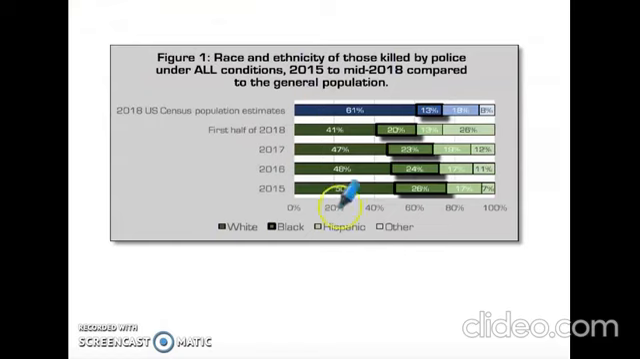So here we have Figure 1, which is race and ethnicity of those killed by police under all conditions. And this is from 2015 to mid-2018 compared to the general population. So we're going to take this set of data, and I'm going to use Desmos to put that data in so we can create a scatter plot.